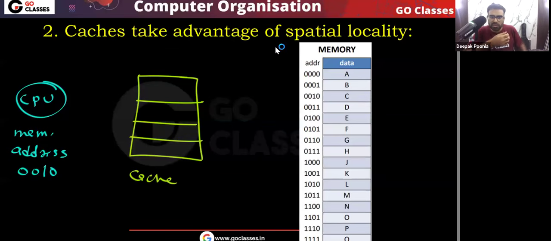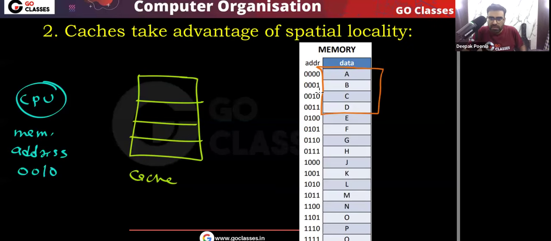But remember, we know that there is a spatial locality property in most of the programs. Spatial locality says that if CPU accesses this memory address, then in the near future, very soon, the CPU will access the nearby addresses. Now if we already know that, then instead of copying only this data in the cache memory, we can put nearby data also, meaning we can fetch a block of data from main memory to the cache memory.